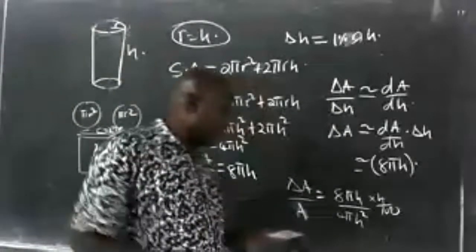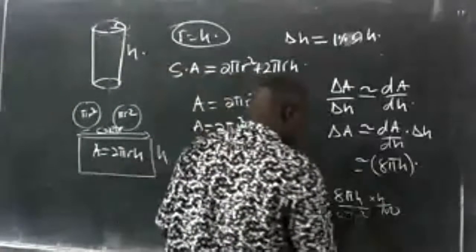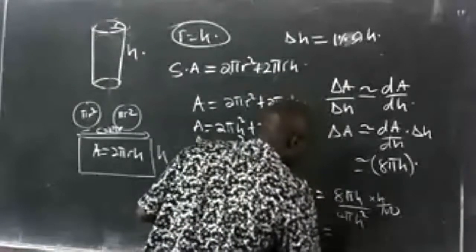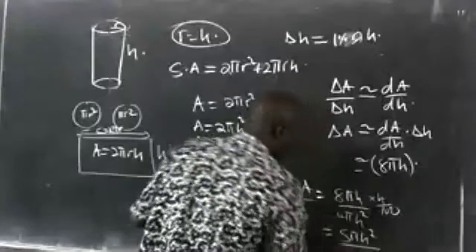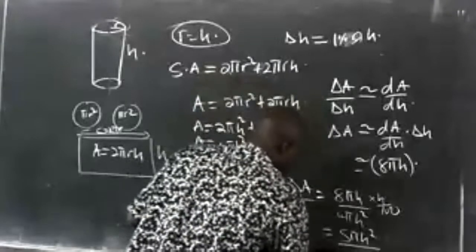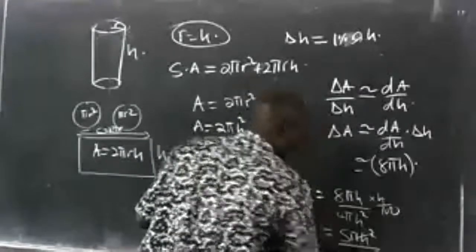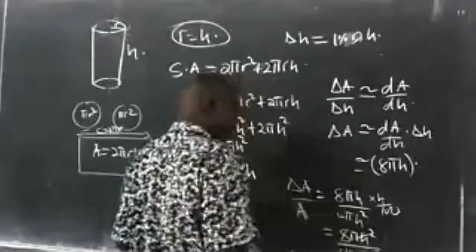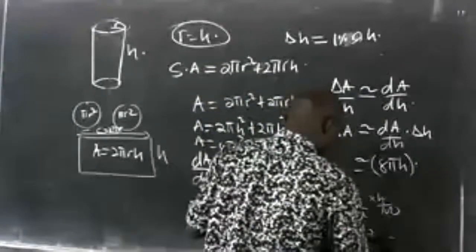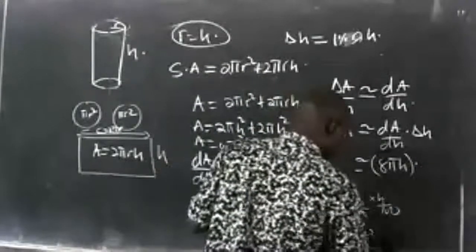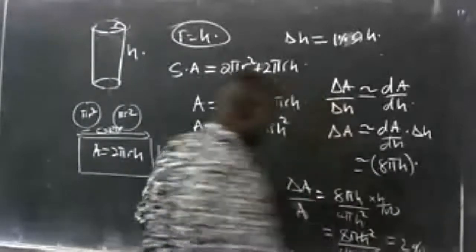So we shall have now this one giving us 8 pi h squared over 400 pi h squared. So this one will go 8 over 100, gives us what? 2%. Yes?